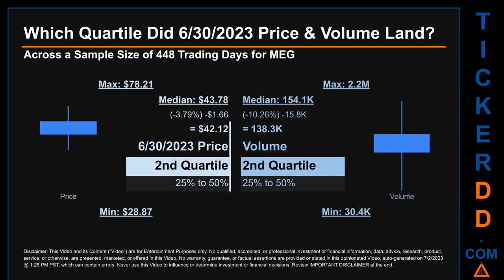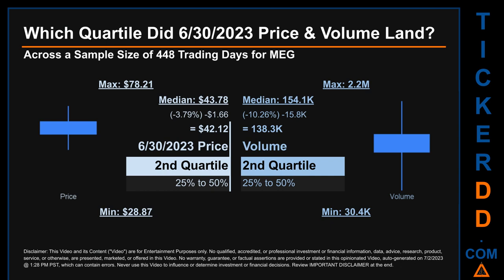Which quartile did June 30, 2023 price and volume land? Across a sample size of 448 trading days, the maximum end-of-day price for MEG was $78.21 while the minimum was $28.87. Within that price range, June 30, 2023 price, of $42.12, landed within the second quartile, putting it within the 25% to 50% range of all sampled end-of-day prices. The day's volume landed within the second quartile, that is within the 25% to 50% range of all sampled daily volume, which saw a max daily volume of 2.2 million and a minimum of 30.4 thousand.